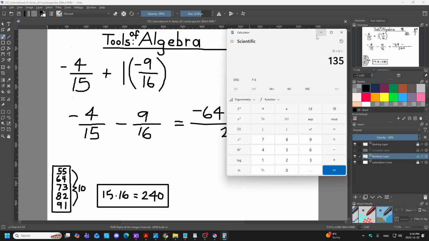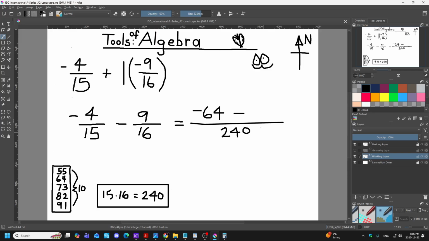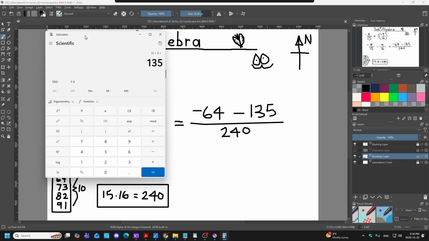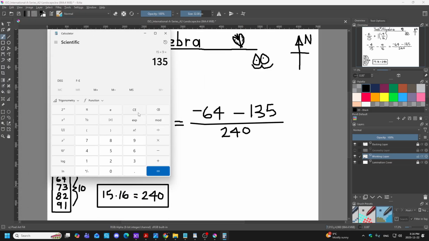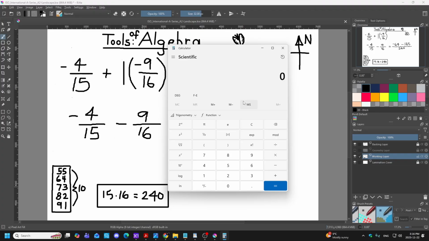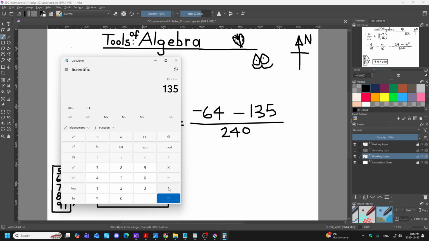135. Okay, I'll double check that. Let's just move this over here. Clear. Hold up. Did I do that right? 15 times 9, just to double check. 135 plus 64, negative 199.